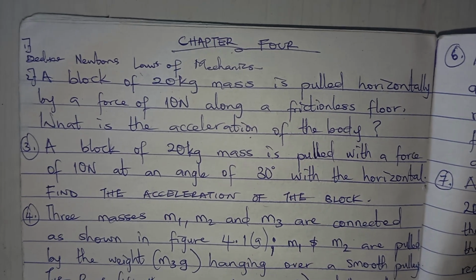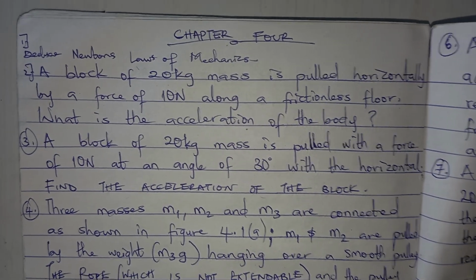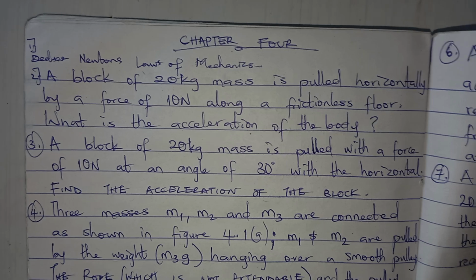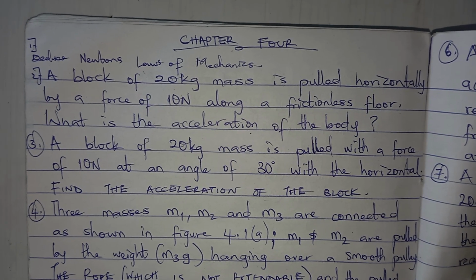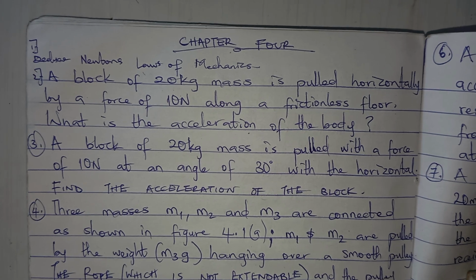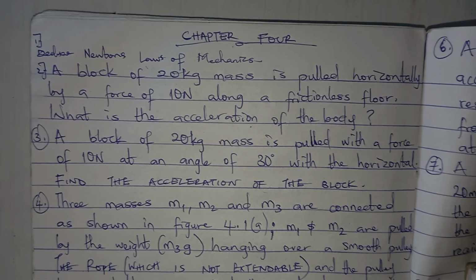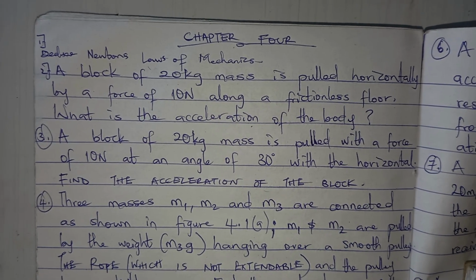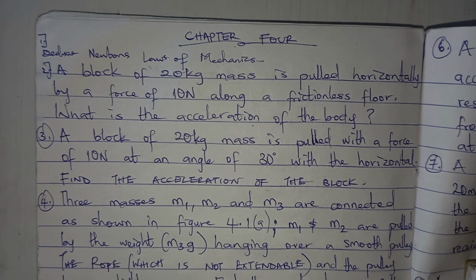A block of 20 kg mass is pulled horizontally by a force of 10 Newton along a frictionless floor. By frictionless, it simply means maybe there's oil on the floor or whatever it is that reduces friction, that causes friction not to be there. So they ask, what is the acceleration of the body?